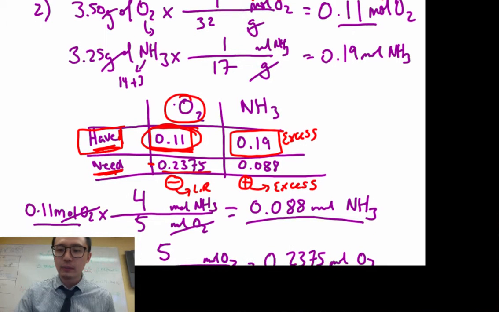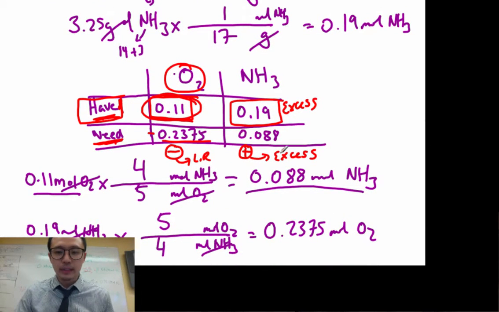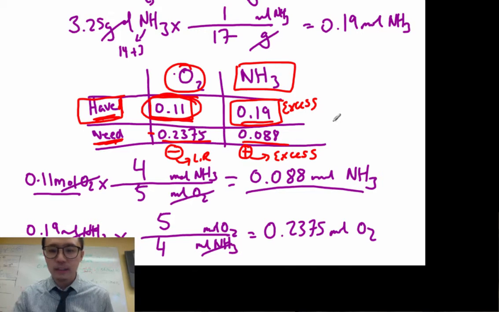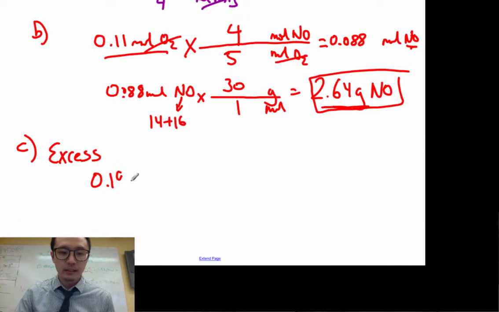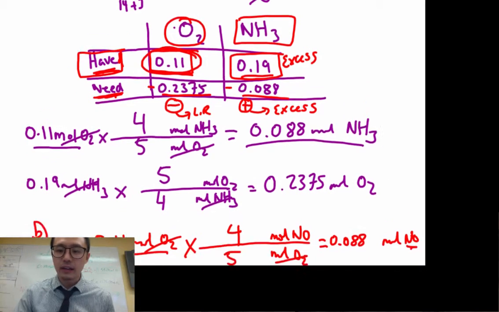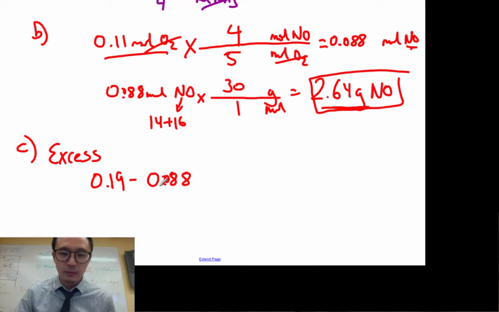Now we have to look at our table to see which one is the excessive one. The excessive one is my NH3. How much of that actually remains? We need to take what we have, and since this is what is going to be used, we're going to take 0.19 and subtract 0.088. Remember these are all in moles. 0.19 minus 0.088 is 0.102 moles of NH3.